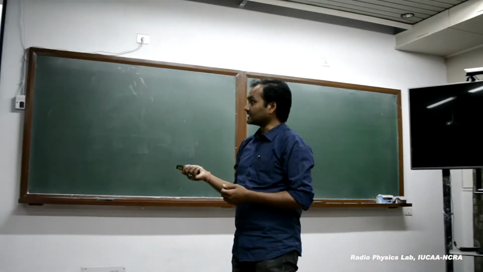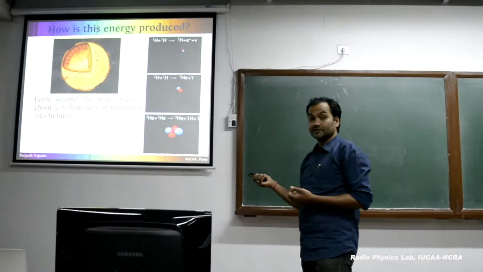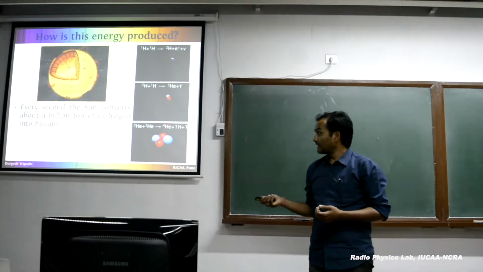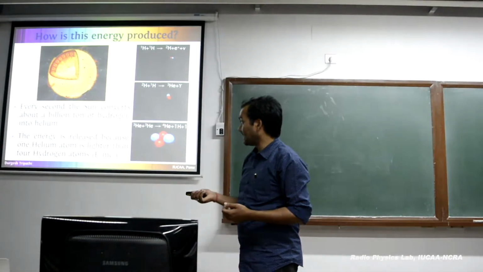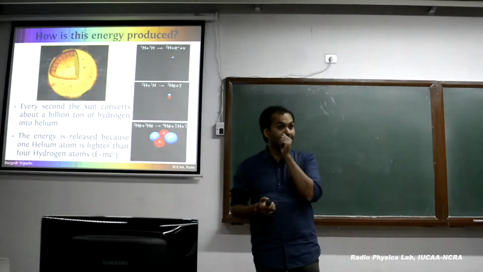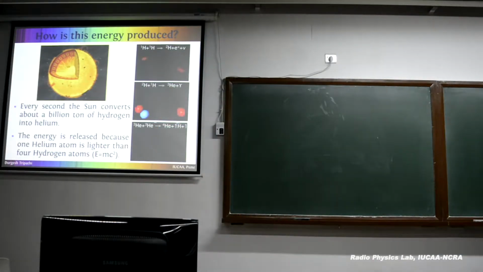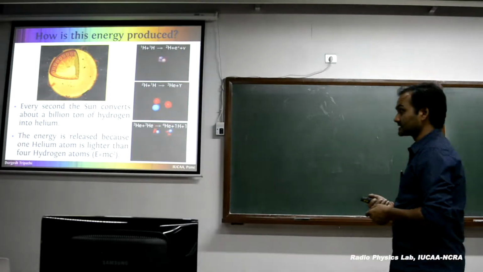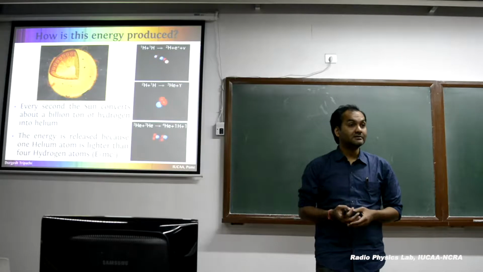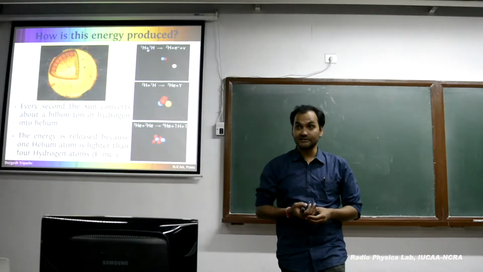Right, so every second the sun converts about 1 billion ton of hydrogen into helium. And you can imagine if 1 billion ton of hydrogen is being converted, 2 hydrogen is essentially heavier than 1 helium, and your mass defect principle will come in, which will be generated into energy.